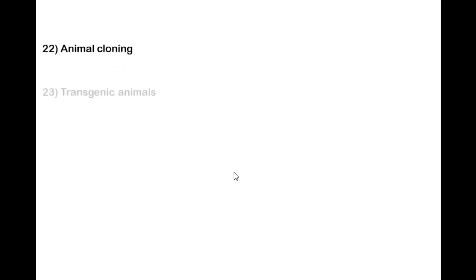Next is animal cloning, transgenic animals, knockout animals, knock-in animals. These four techniques are highly important. Knockout is very important. You need to study the selection of recombinants, the neomycin resistance cassette and thymidine kinase sensitivity. For transgenic animals, you need to know the methods, and also study the list of transgenic animals and their applications.